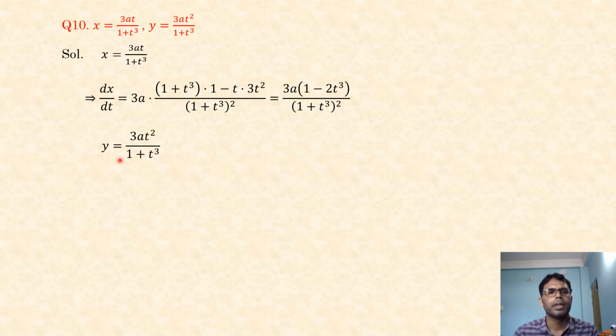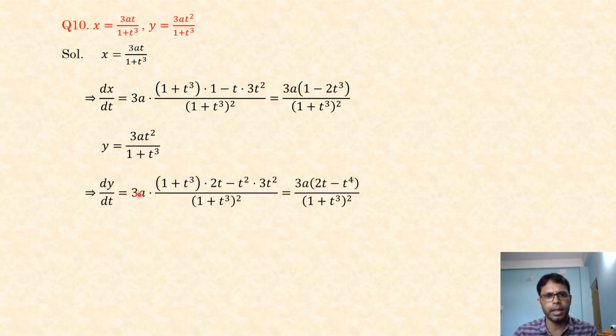Come to the second one, y is equal to thrice a t square divided by 1 plus t cube. So dy/dt is equal to thrice a remaining here, using the quotient rule: denominator into derivative of numerator, which is t square derivative is twice t, minus t square into derivative of denominator, meaning 1 plus t cube, 1 is 0 and t cube derivative is 3t square only. Simplifying, we get 2t plus 2t to the power 4 here, and here 3t to the power 4, so 2t to the power 4 minus 3t to the power 4 is minus t to the power 4 only. 2t is already here, thrice a is already here, denominator is same.